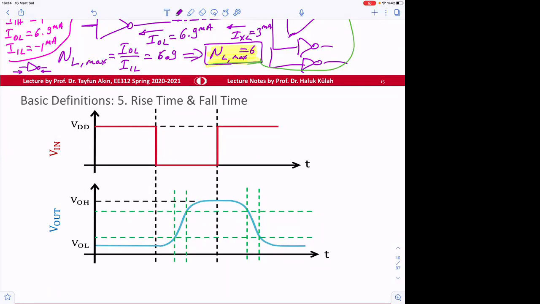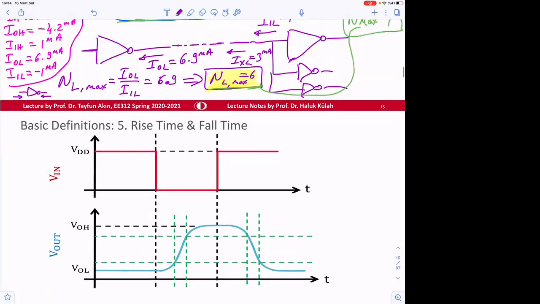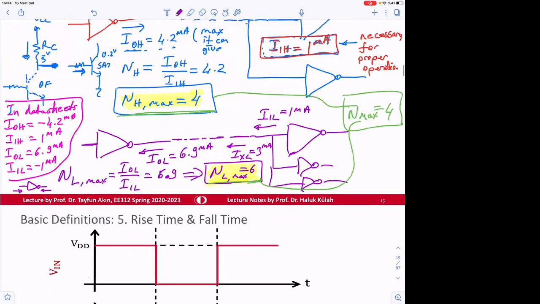Hocam bir sorun vardı burada. Sure. Yukarıdaki enel max'ı hesaplarken negatif bir değer çıkıyor. Yani 6.9 bölü eksi 1 miliamper dediniz ya. Direction. Yeah. But when you do this properly, you have to put one of these as minus. Tamam. Akım direction'ından dolayı. Tamam hocam. Okay. Teşekkür ederim.